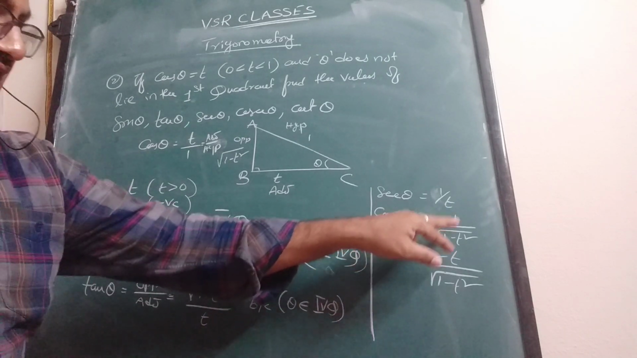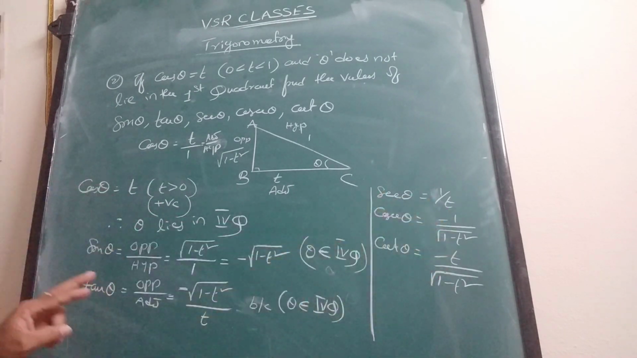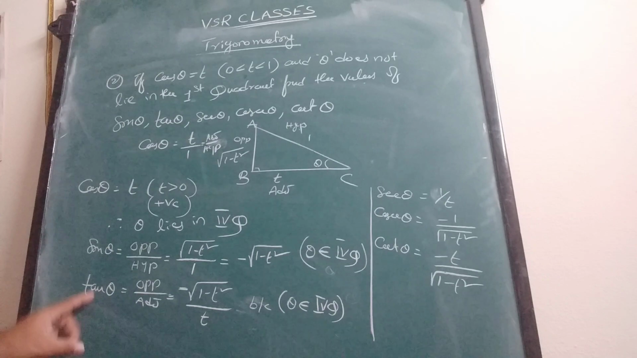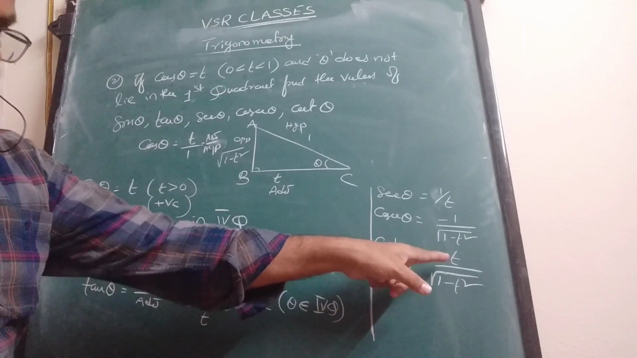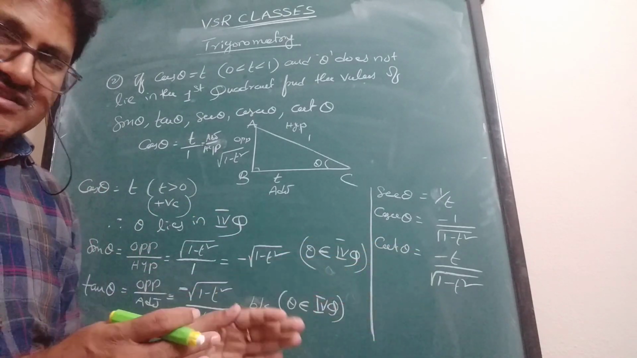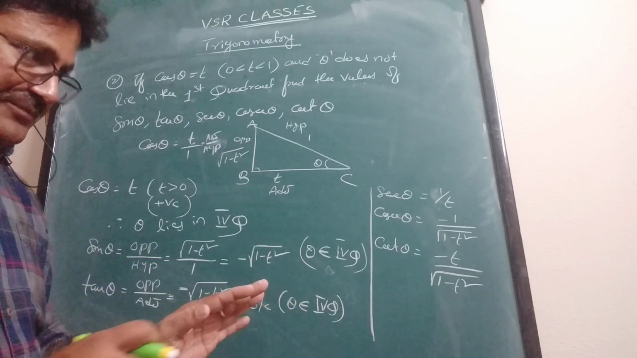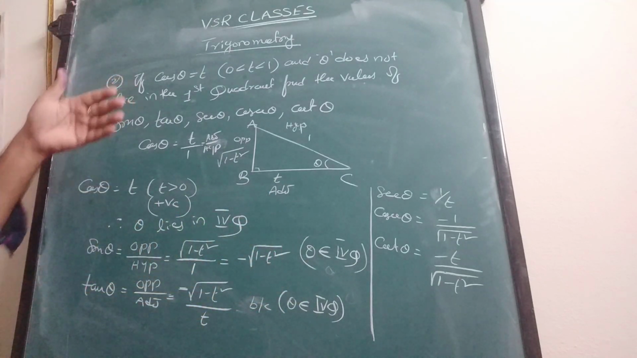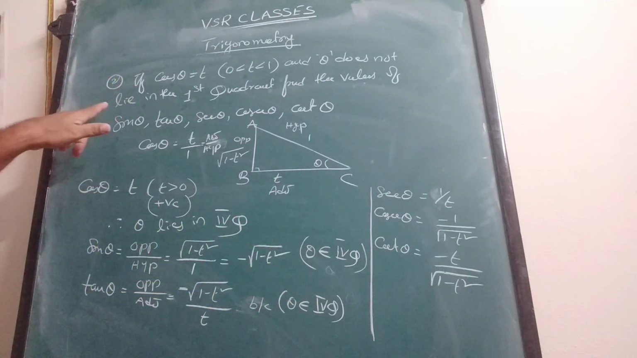So cosecant is minus 1 by under root 1 minus t square, and cot theta is the reciprocal of tan. So you will have cot theta equal to minus t by under root 1 minus t square. Just make it the reverse of that one. You got these values. Like this he may ask. You have to read the question.